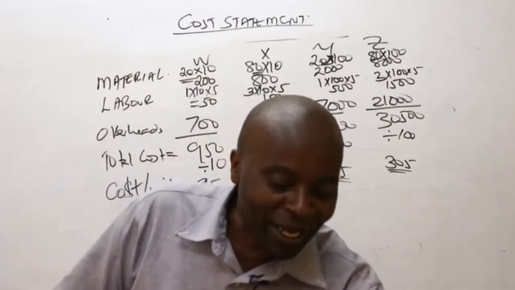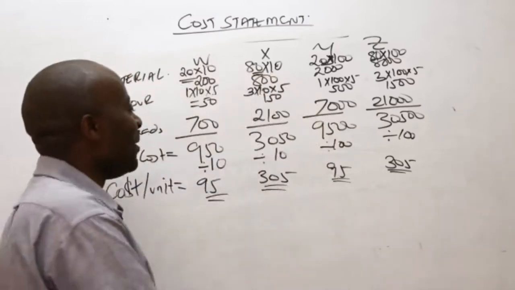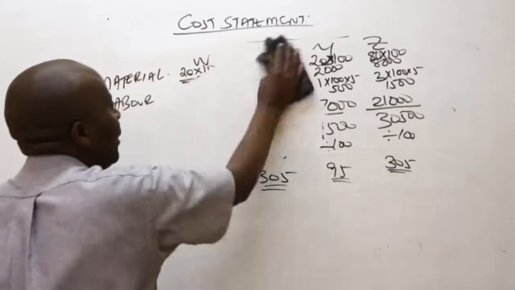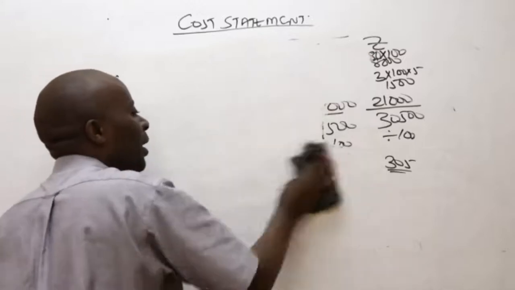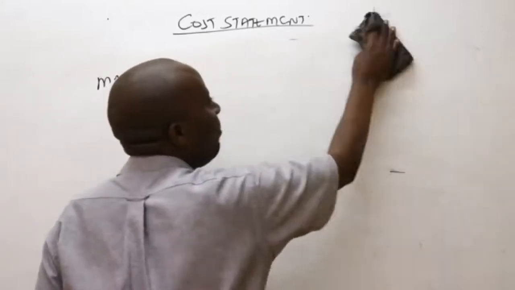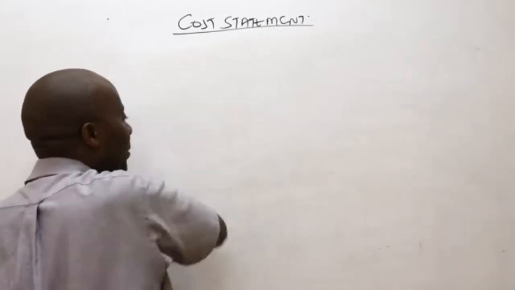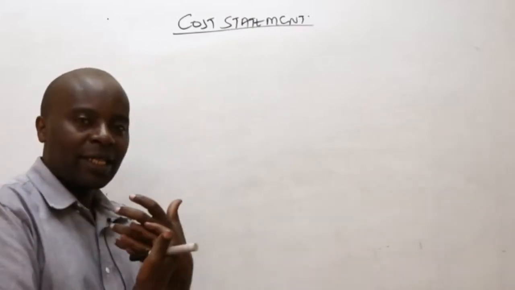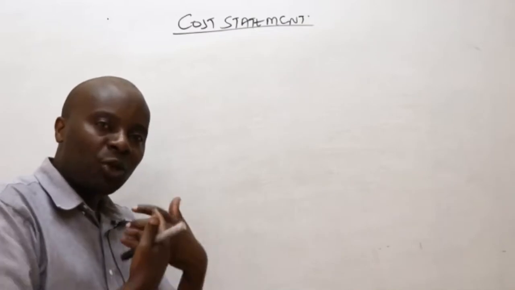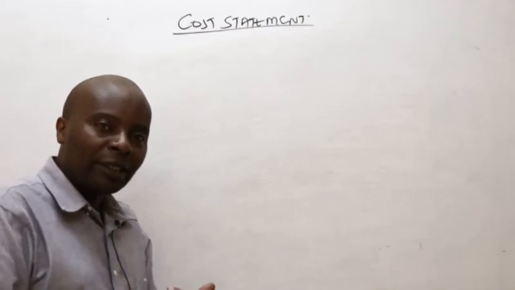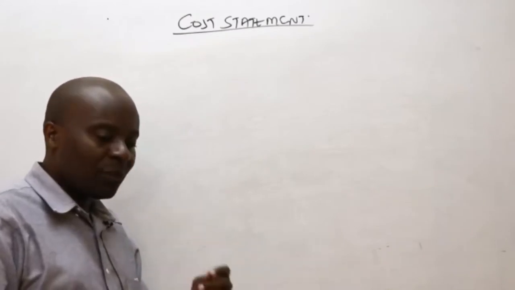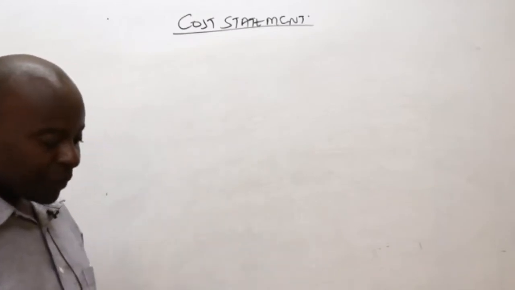So let's move to ABC. Number 2, they want us to give them a cost statement, this time using ABC. ABC is the easiest. Why? Because what I need to do is to understand my overhead very well. So go to the overhead statement. Please share the screen with us, the first page.